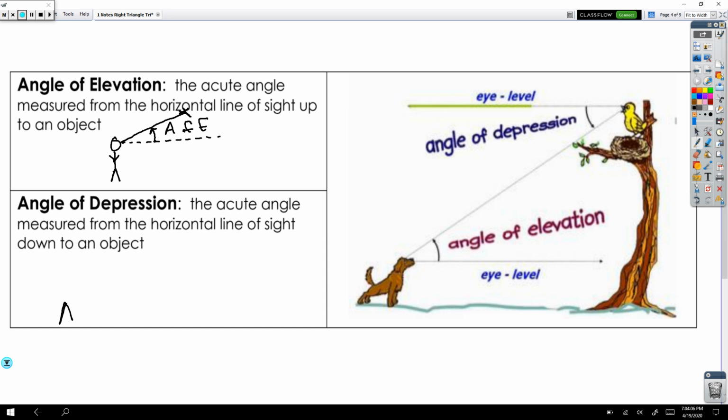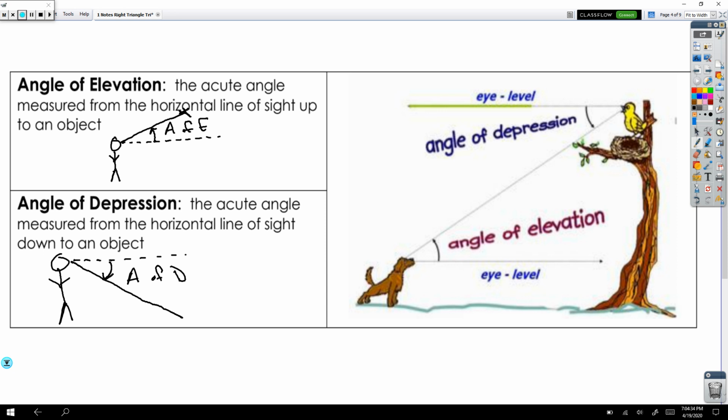So here we are again. Here is my line of sight, and it is the angle I have to look down. So that would be the angle of depression. I always like to use arrows to represent it. That way I know, okay, depression, down, elevation, up. And this image here on the right is a good representation of the difference.